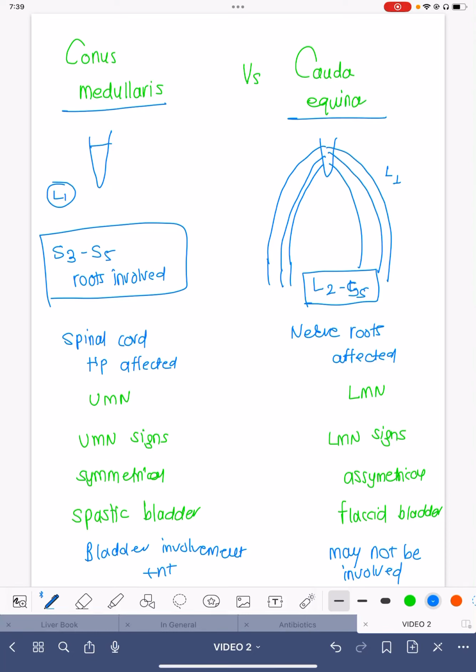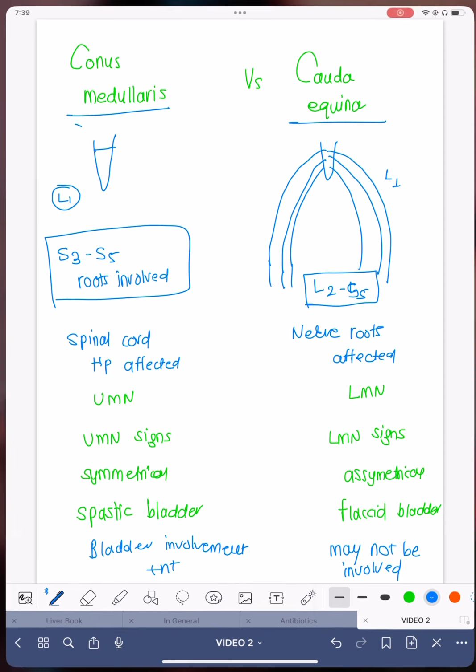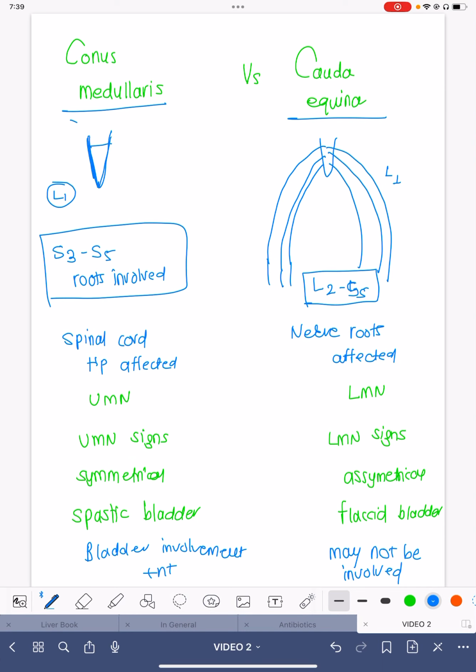So today we'll be talking about a very commonly asked differentiation, that is between conus medullaris and cauda equina. We must know that conus is the lowermost portion of the spinal cord. It is cone shaped, so it is called conus. That is the reason why, whenever the conus is involved, it usually involves the sacral components, that is S2, S3, S4 and S5.